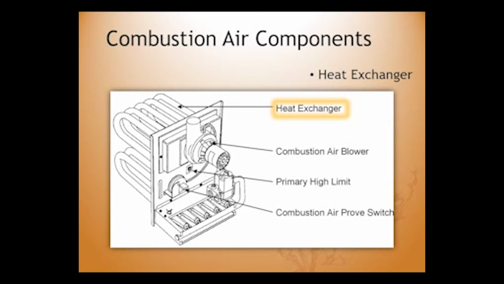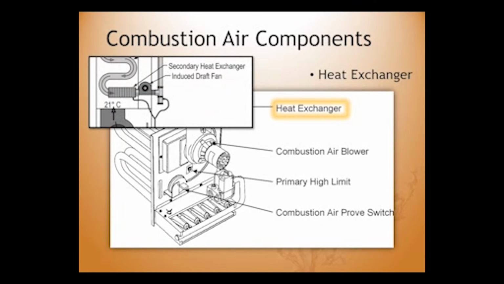Mid and high efficiency units have better conductive materials and a higher surface area that allows for more heat exchange. High efficiency units also have a secondary heat exchanger. This is called the condenser coil, and it draws heat from the exhausted gases. It's made from stainless steel in order to resist any corrosion from the condensation.